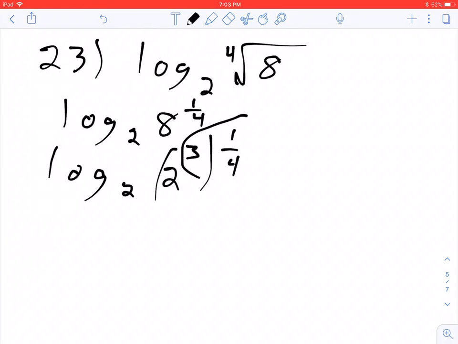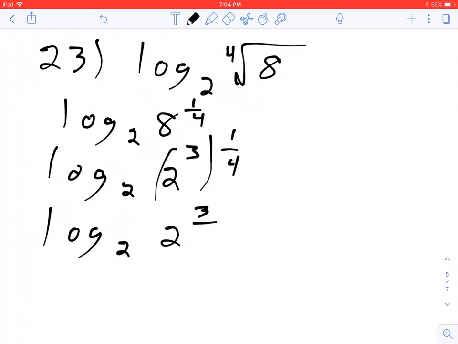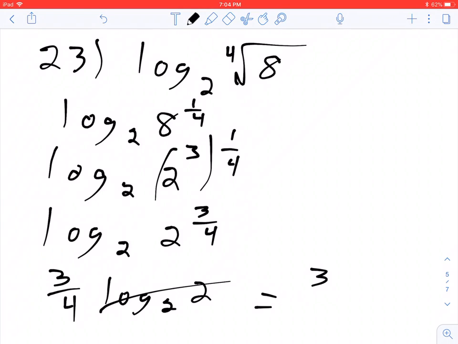First thing to look at, though, is we have this 3 and this 1/4. These are both powers. When you have a power to a power, they multiply. So it becomes log base 2 of 2 to the 3/4. Now the power property allows us to bring that 3/4 down, and it becomes 3/4 times log base 2 of 2. The log base 2 of 2 cancels, and we are just left with 3/4.